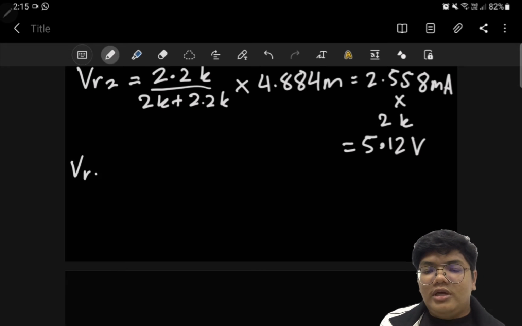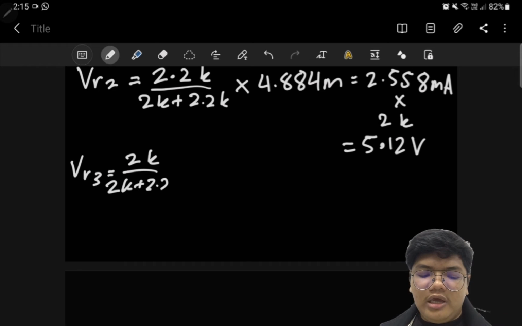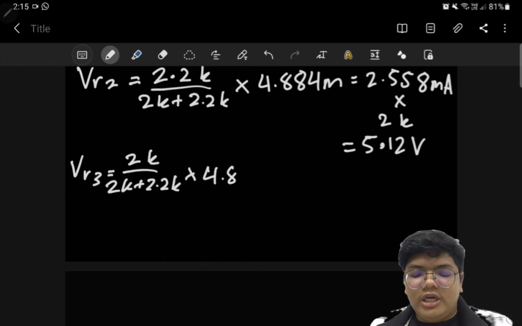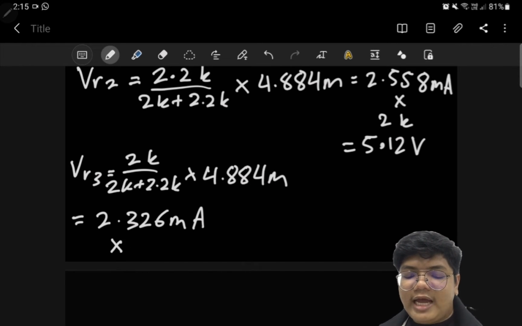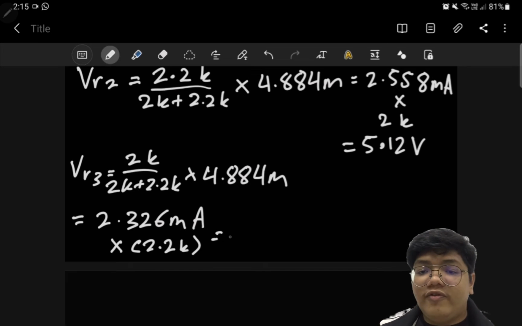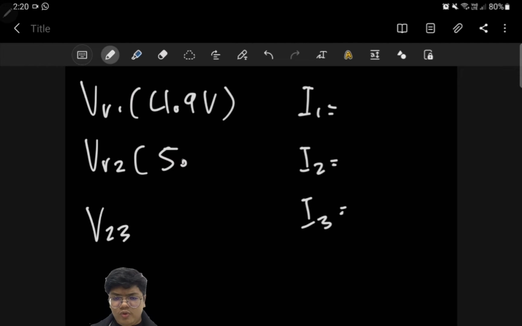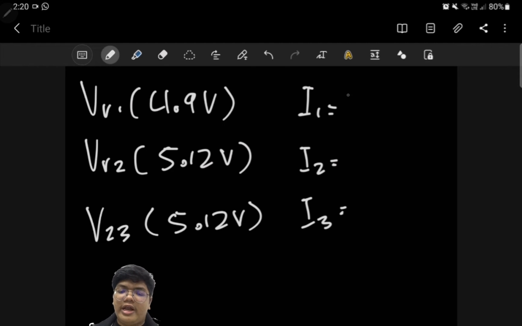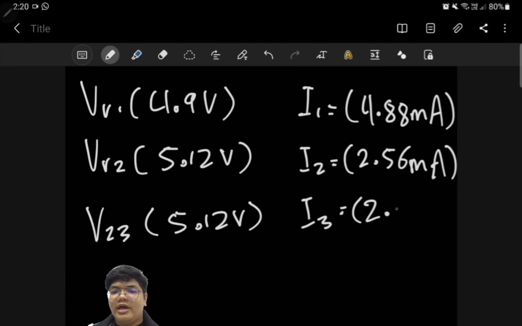It's the same with VR3. We just flip the resistor: 2K divided by 2.2K plus 2K times I total 4.884 milliampere, we will get 2.326 milliampere, times 2.2K, which results in 5.12 volt as well. So that's all. We found the V1, V2, V3 and I1, I2, I3. Next, I will let Roystin show us the drawing and the measured value.